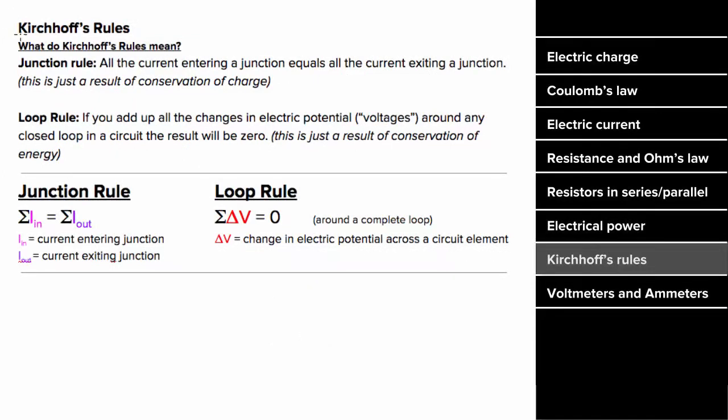Two of the most useful ideas in circuits are referred to as Kirchhoff's rules. The first rule is called the junction rule, and it states that all the current entering a junction must equal all the current exiting that junction.